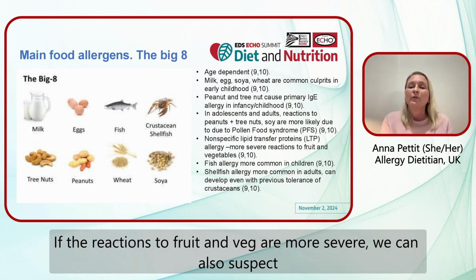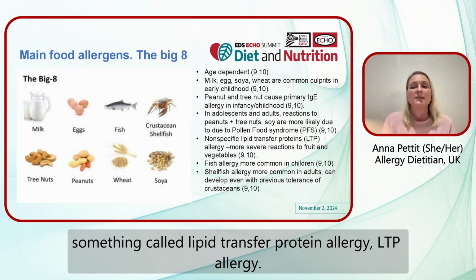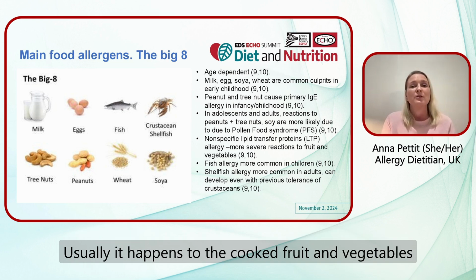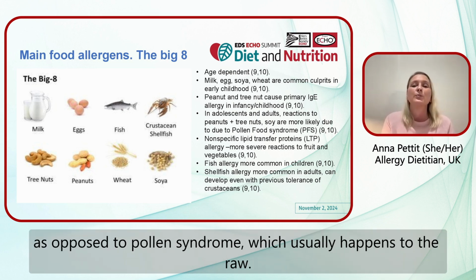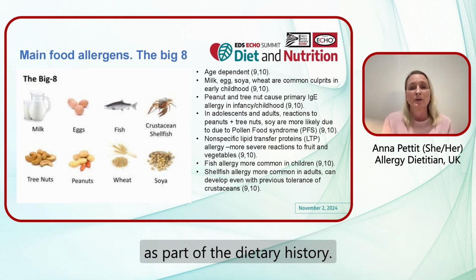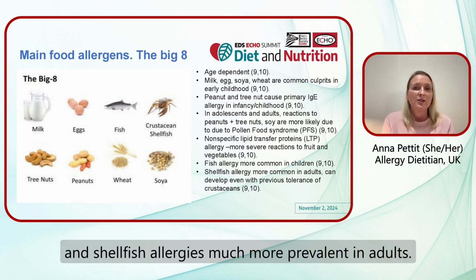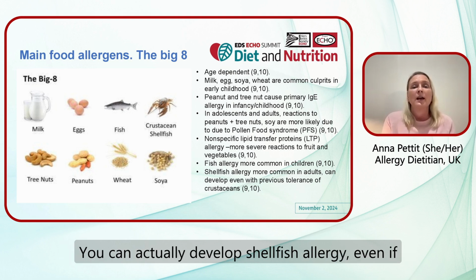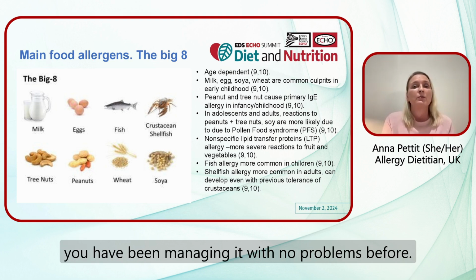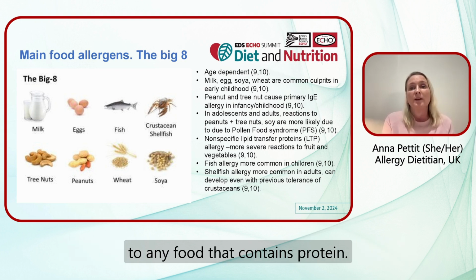So if the reactions to fruit and veg are more severe, we can also suspect something called lipid transfer protein allergy, so LTP allergy. Usually it happens to the cooked fruit and vegetables, as opposed to pollen syndrome, which usually happens to the raw. That's why it's important to gather that as part of the dietary history. Fish allergy is much more common in children, and shellfish allergy is much more prevalent in adults. You can actually develop shellfish allergy even if you've been eating it with no problems before. And ultimately, you can be allergic to any food that contains protein.